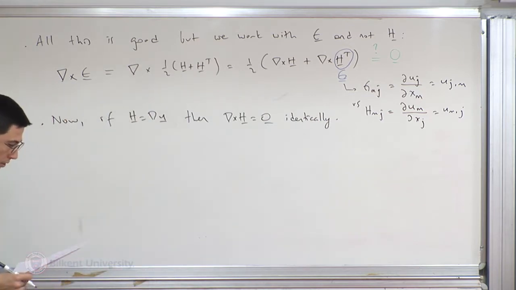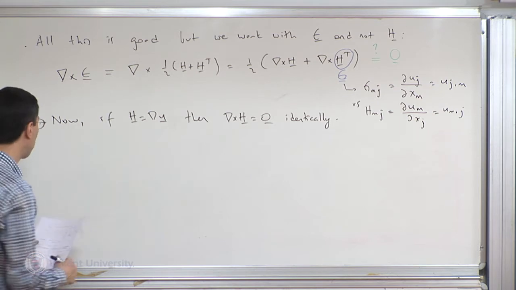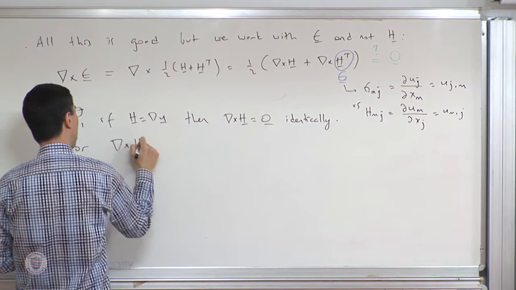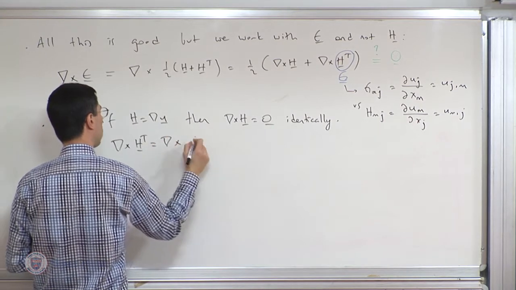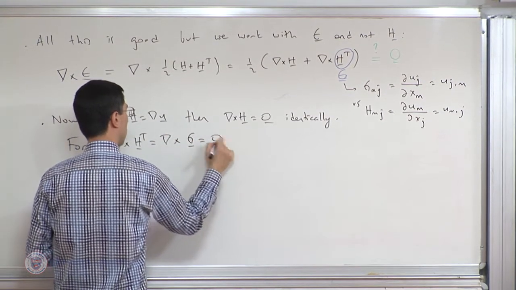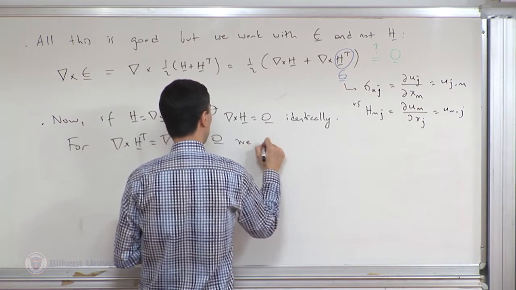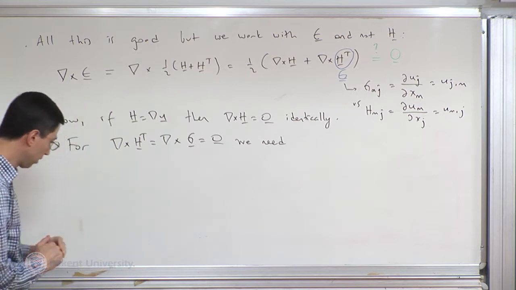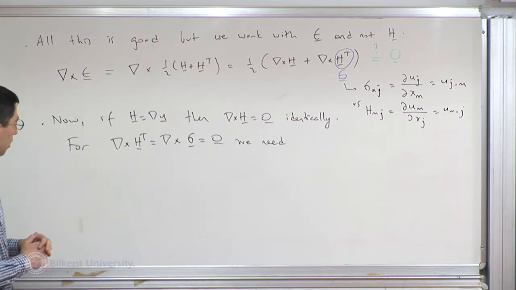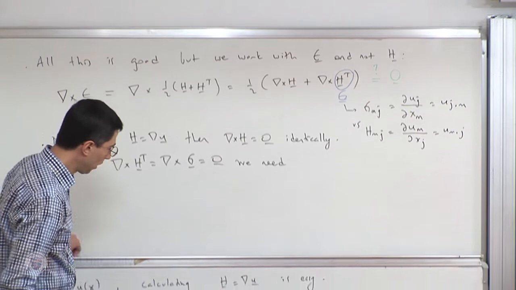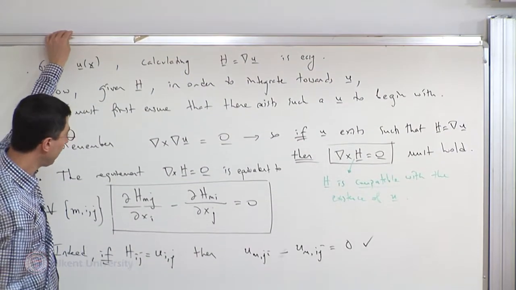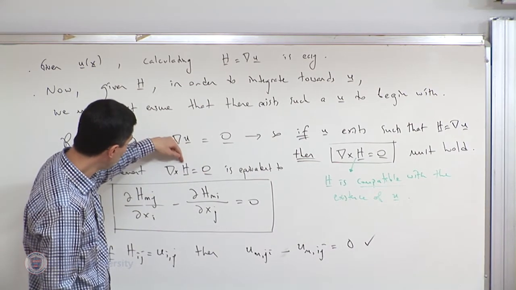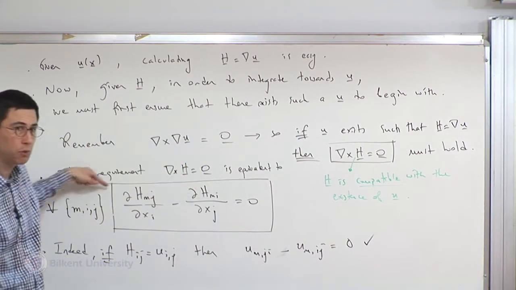And I don't really need to worry about that. But for curl of H transpose, which I now called G, equals 0, we need... Okay? So I have to remind you at this point the expression we had. If the curl of H is supposed to be equal to 0, this is equivalent to this requirement.